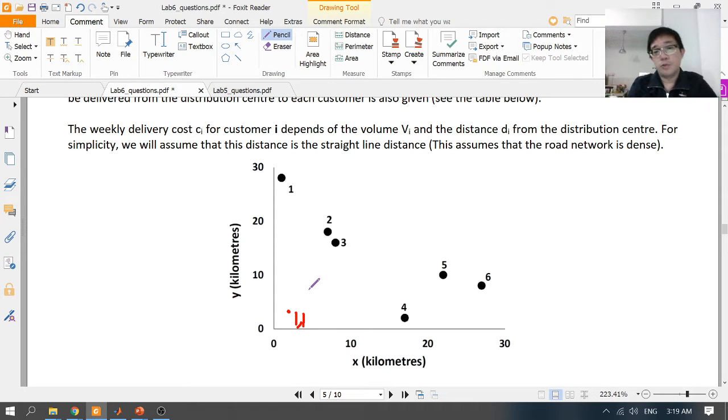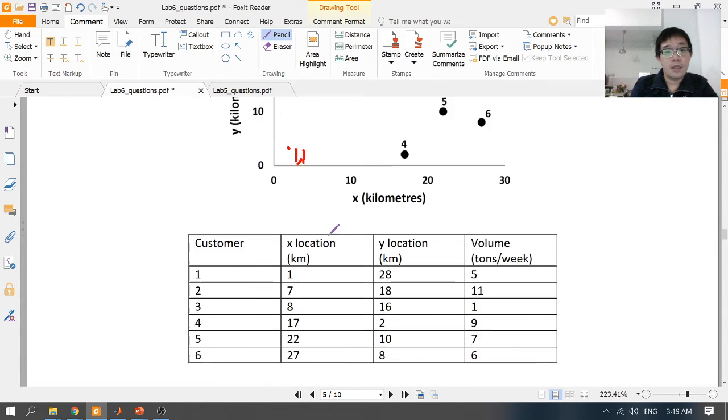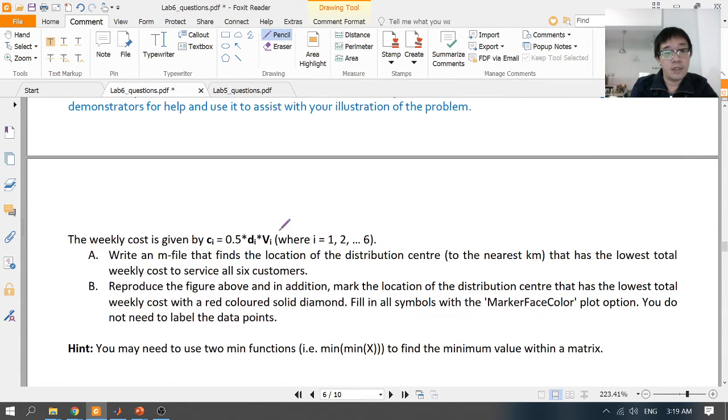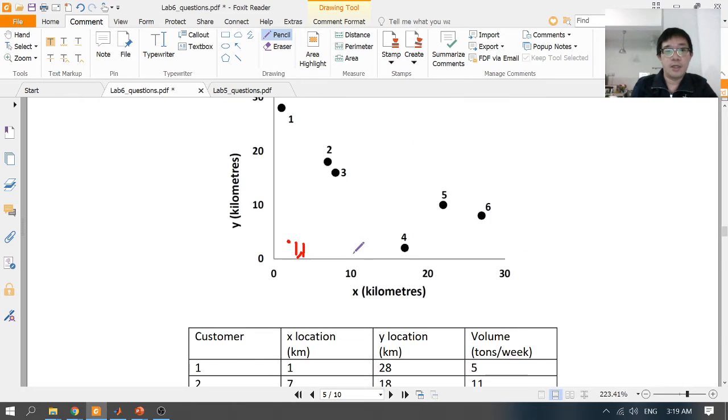So what I would do is calculate the delivery cost from this station to all 6 customers. The question asks us to assume that the distance is the straight line distance, and the question has also given us the equation to calculate the weekly cost. So we would use this information.